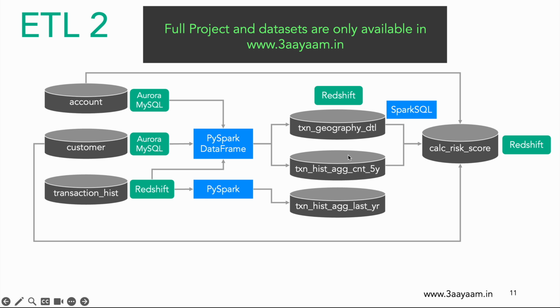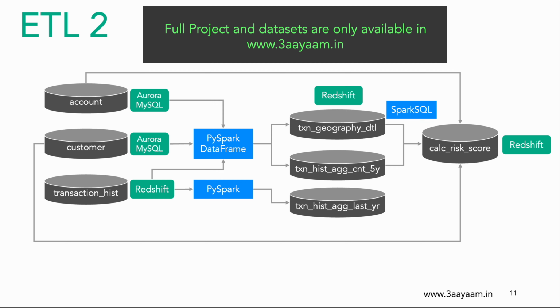So for these 2 tables, the input would be transaction history, customer and account. So you see the arrows here, and then these 2 tables would be created. For this table, which is transaction history aggregate last year, there's only one input, which is transaction history. For calculate risk score table, there are 4 input tables which would be needed. This is the first one, this is the second one, account is the third one, and customer is the fourth one. I think there would be an input needed from transaction history table also. So if that is the case, you'll have to use transaction history table also.